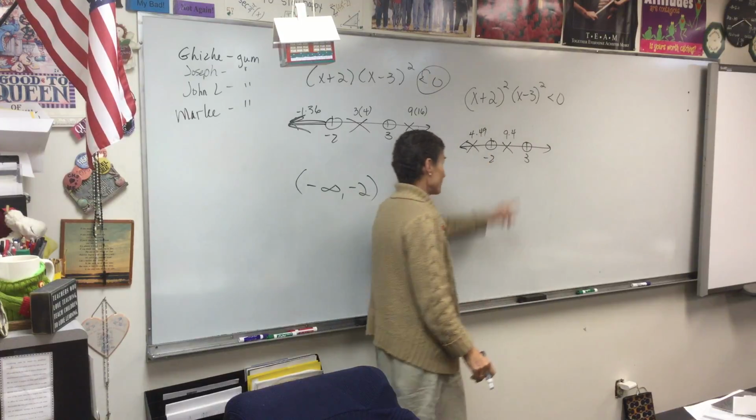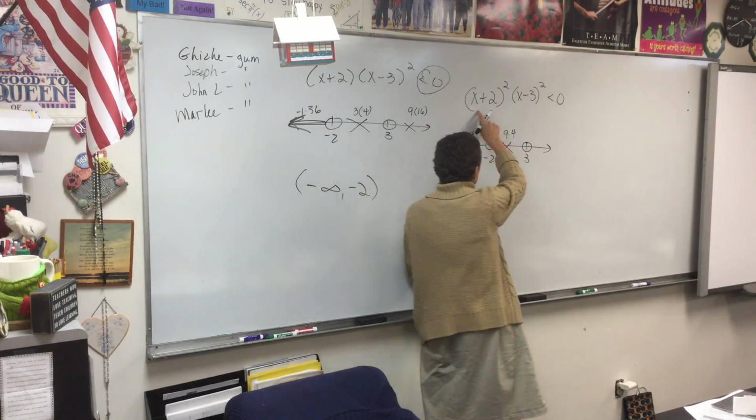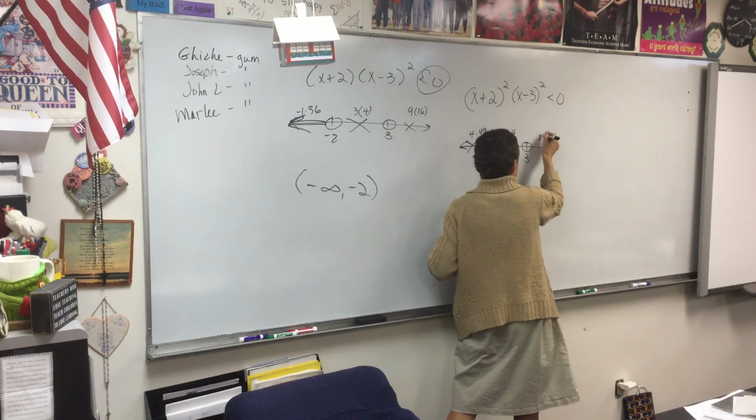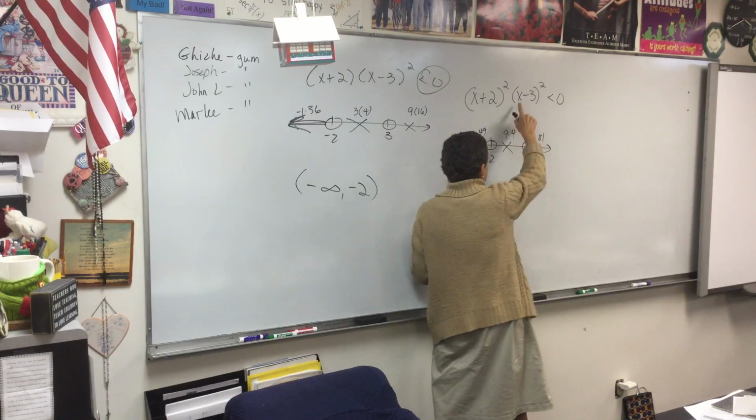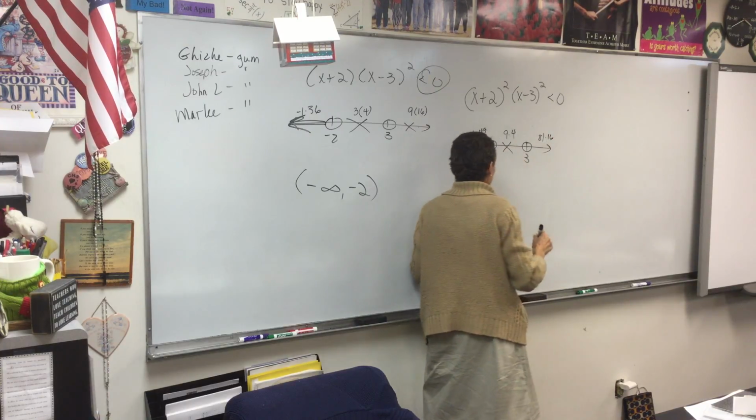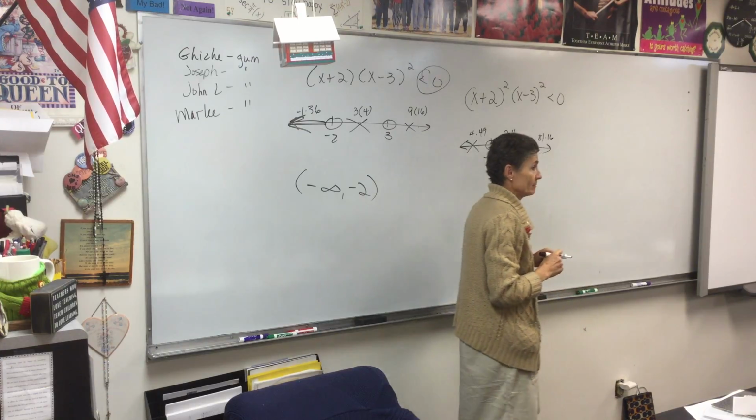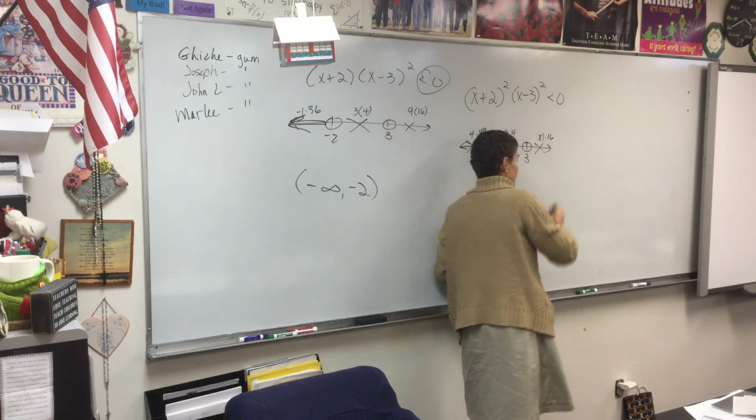All right, what's the number out there bigger than 3? 7. 7 plus 2 is 9, squared is 81. 7 minus 3 is 4, squared is 16. Now, I don't care what 81 times 16 is. Is it negative? Oh my gosh.